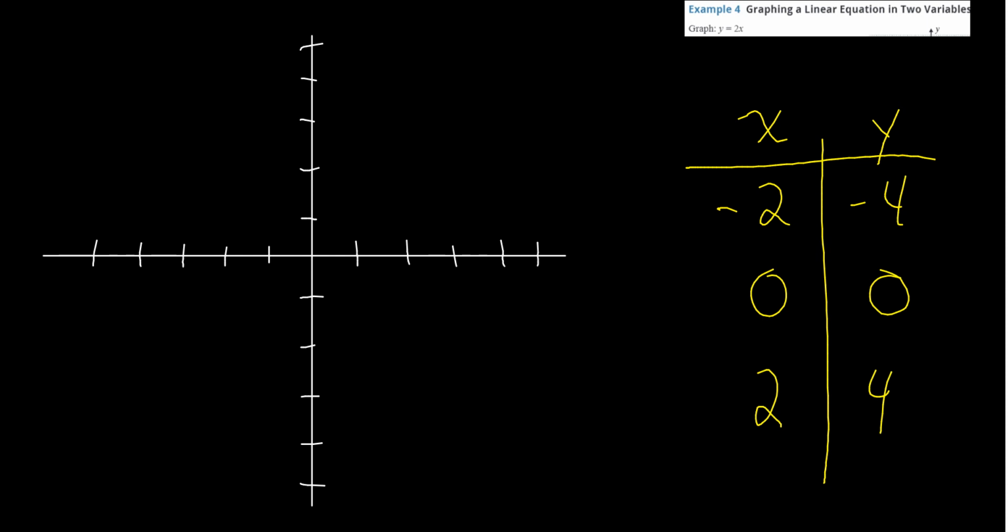So now let's plot these points. The first one's pretty easy. Well, it's actually the second one, the origin, 0, 0, we plotted that point. Then we have -2, -4, so we're going to go to the left 1, 2, and down 4, 1, 2, 3, 4. So that's the point I'm going to plot right there. And then +2, 1, 2, and up 4, 1, 2, 3, 4. So that's the point I'm going to plot right there. And then we just connect this line.